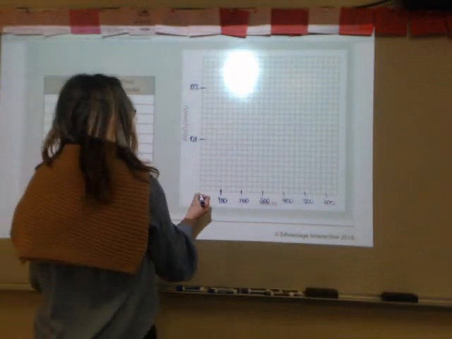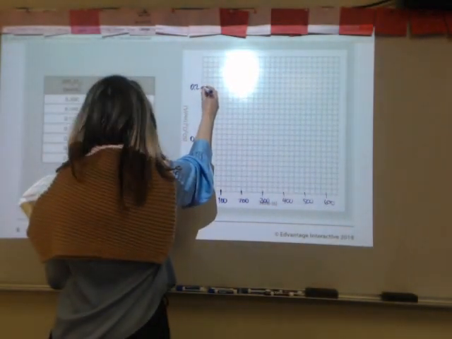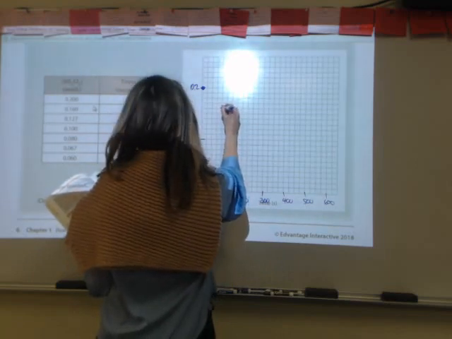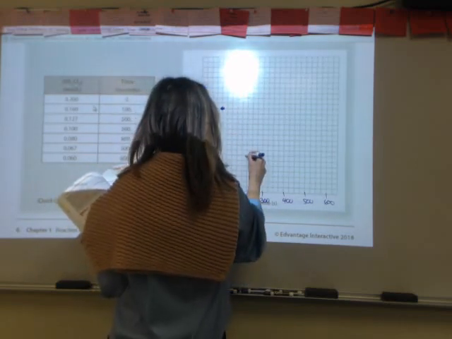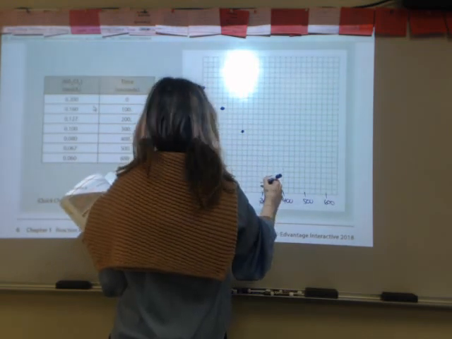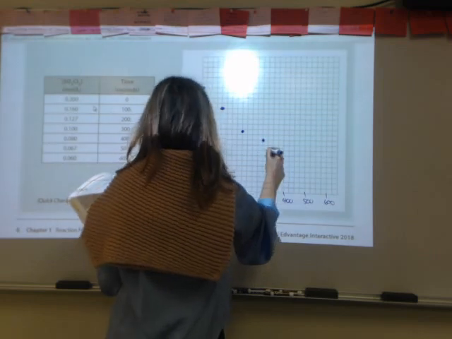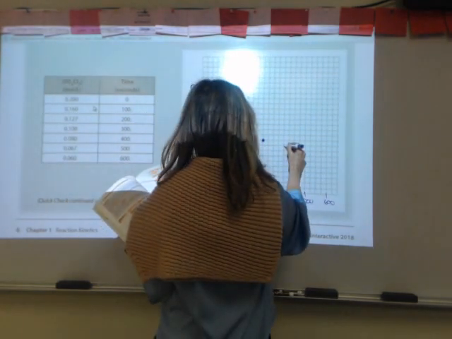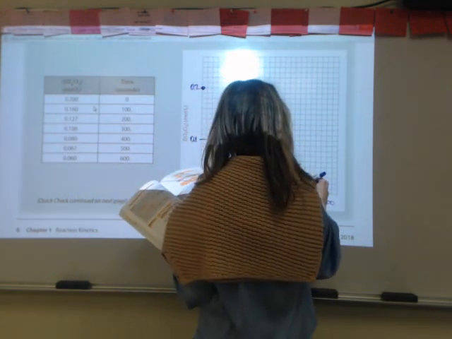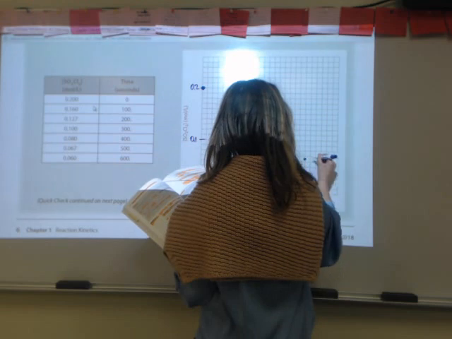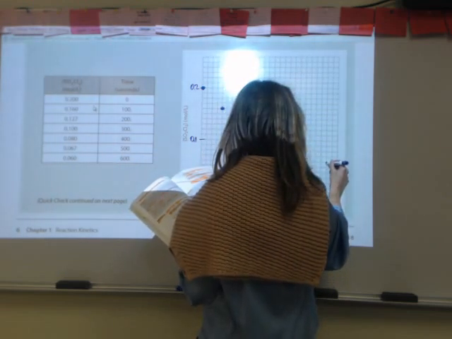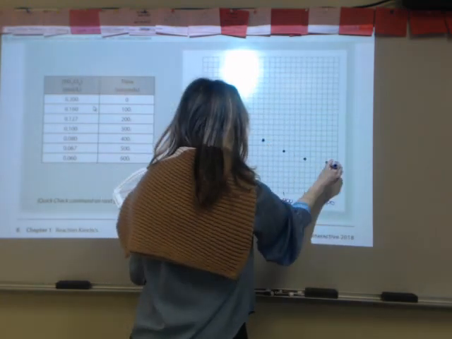So at 0.2, you're up here. And then at 100, 0.16, you're here, and then 200, 0.127 is here, 300, 0.1 is here, 400, 0.08 is here, and then 500, 0.067 is there, and then 600, 0.06. 1, 2, 3, 4, 5, 6. Okay, so you look something like this.